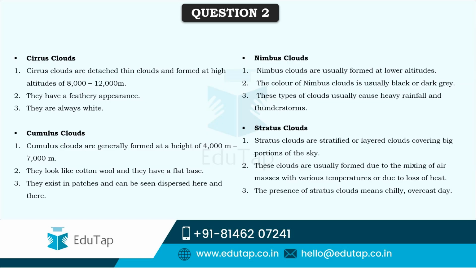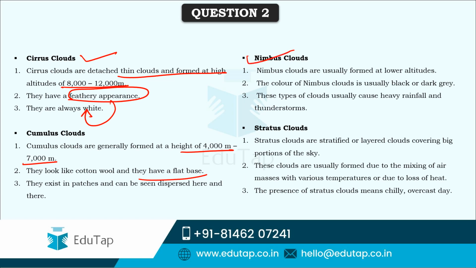Cirrus clouds are generally thin clouds formed at high altitudes, with a feathery appearance, and they are always white. Cumulus clouds form generally at a height of 4,000 to 7,000 meters. They look like cotton wool and have a flat base, and they can be seen in patches or dispersed here and there. Nimbus clouds are water bearing clouds generally formed at lower altitudes, and they are usually black or dark gray.